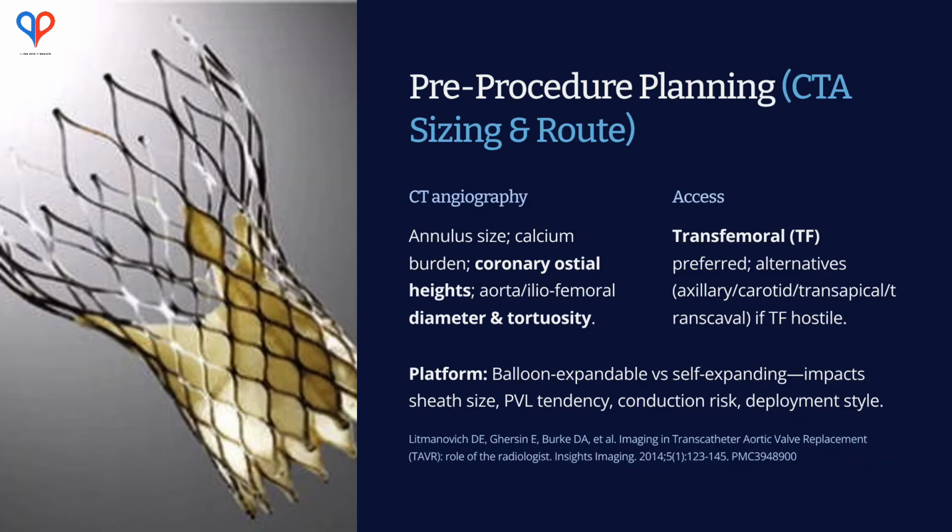We size the annulus, map leaflet calcium, check coronary heights, and vet the iliofemoral route, diameter, tortuosity, and calcium. Transfemoral access is preferred. Alternatives are reserved for hostile femorals. Valve platform, balloon expandable or self-expanding, drives sheath size, paravalvular leak tendency, conduction risk, and deployment style.